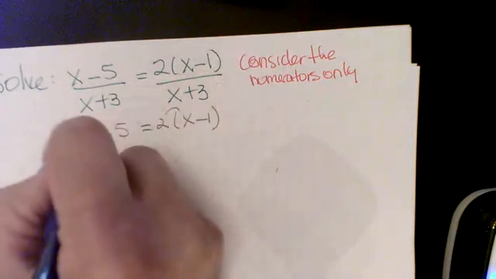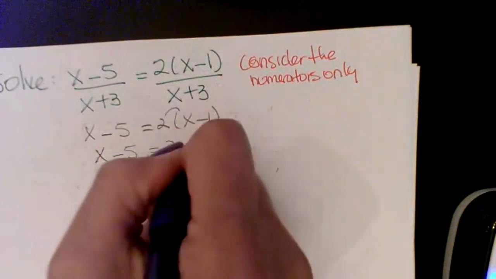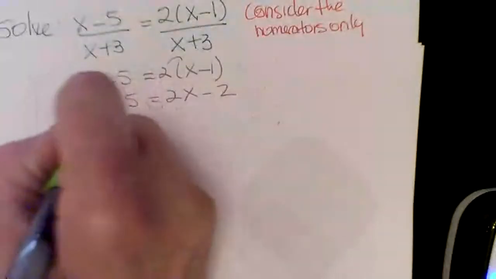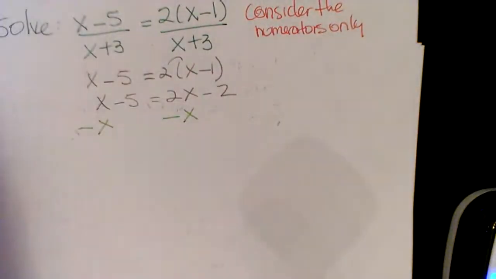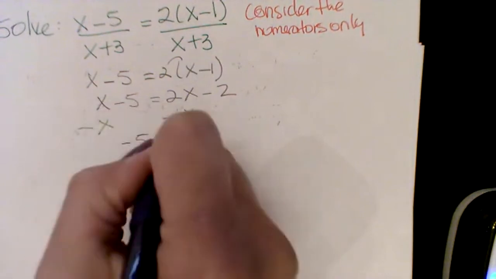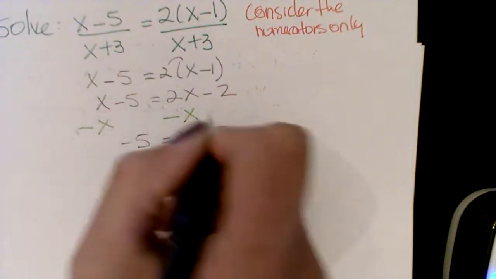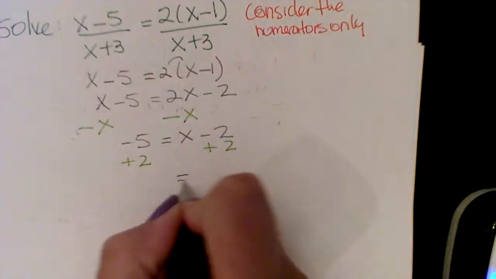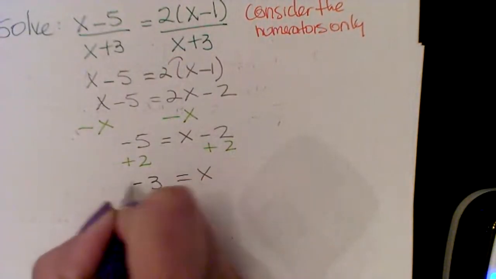We're going to distribute this, so this is going to be 2x minus 2. And what do we do now? We are going to make a 0 here, and we get negative 5 equal to x minus 2. And we're going to be adding 2. And what do we get? X equal to negative 3.